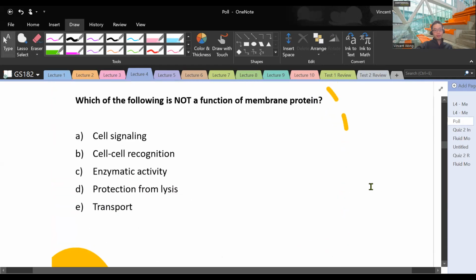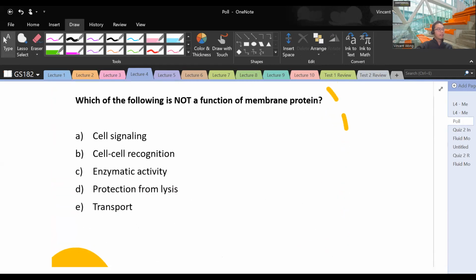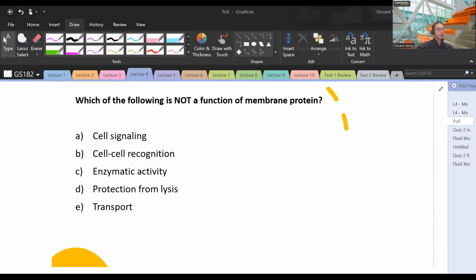Okay, this one is relatively easier. Hopefully we will have more participation. Go ahead, please.